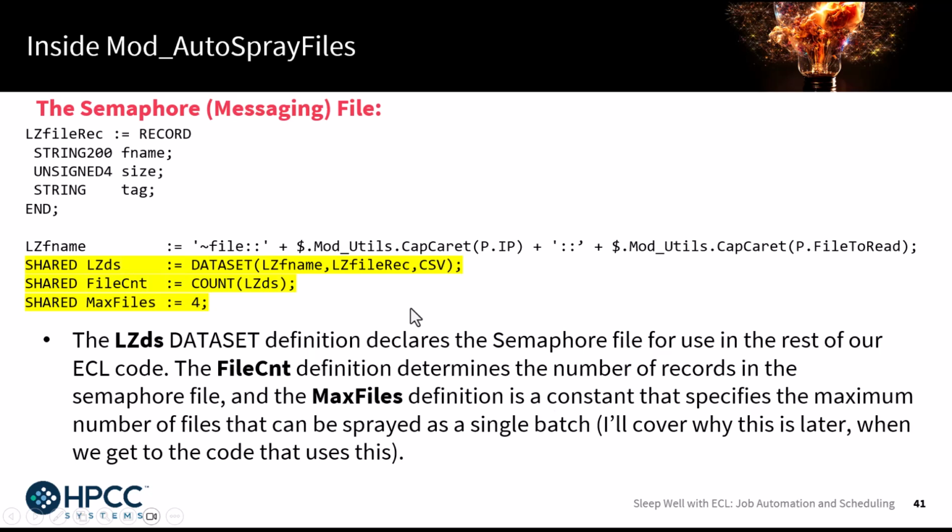The landing zone DS dataset definition declares the semaphore file for use in the rest of our ECL code. The file count definition determines the number of records in the semaphore file, and the max files definition is a constant that specifies the maximum number of files that can be sprayed as a single batch. And we'll cover this a little bit later, why we needed to do this.